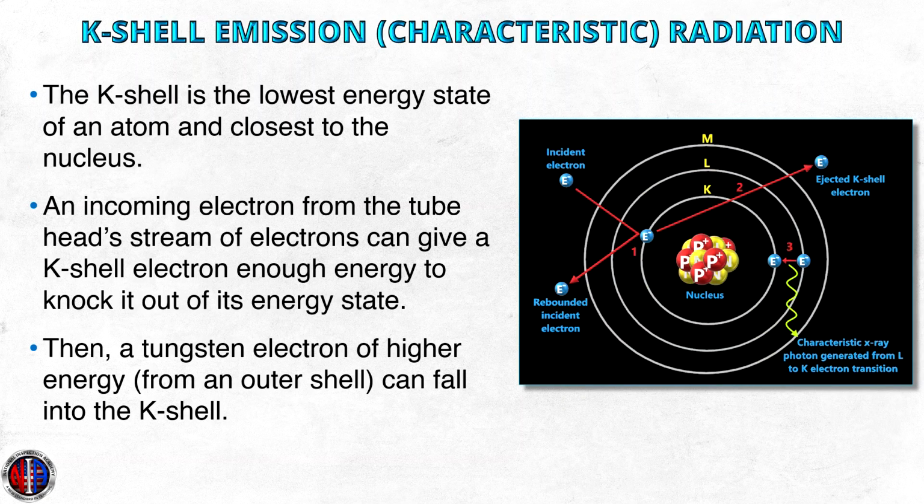K-shell emission radiation, also known as characteristic radiation. The K-shell is the lowest energy state of an atom and closest to the nucleus. An incoming electron from the tube head stream of electrons can give a K-shell electron enough energy to knock it out of its energy state. Then, a tungsten electron of higher energy can fall into the K-shell.